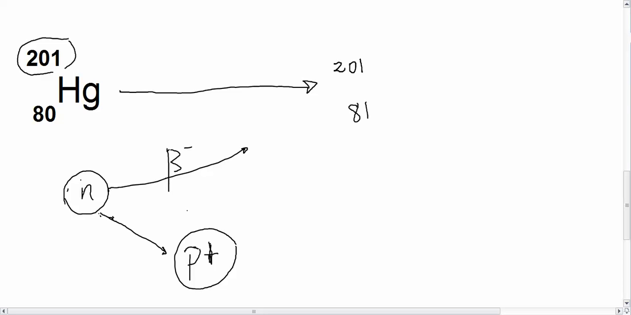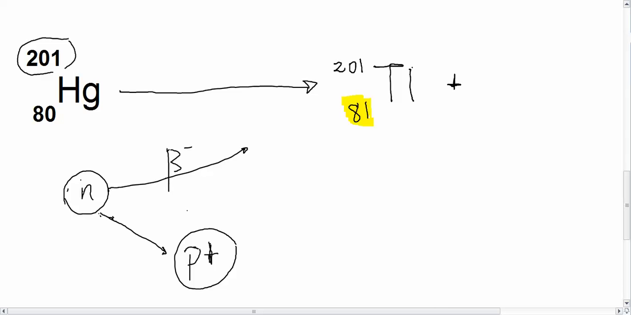So to figure out what this new atom is, I need to go to the periodic table and figure out what element has atomic number 81. And the answer is an element called thallium, which is Tl. Now I'm almost done. So just like with alpha particle decay, I now need to show that not only did I create thallium, but I also let off a beta particle.